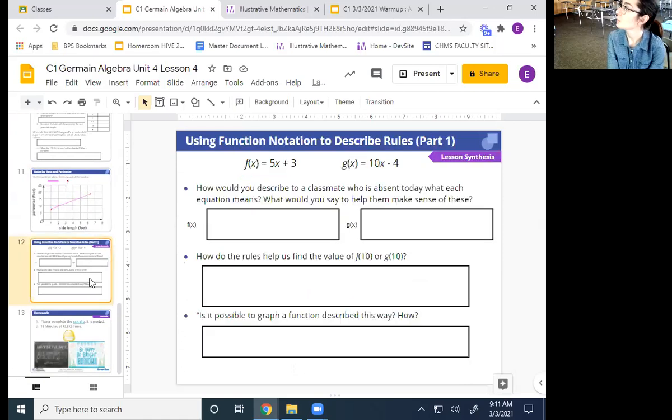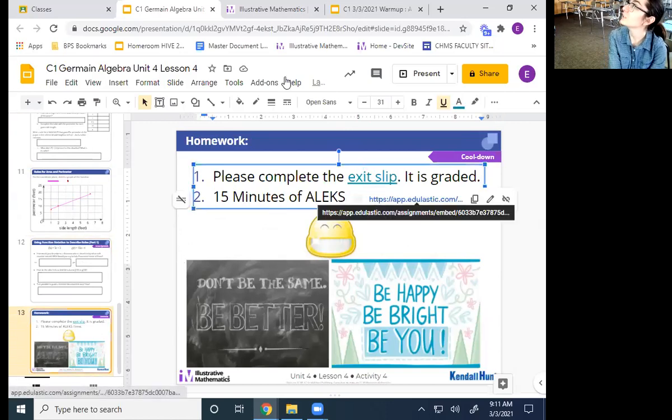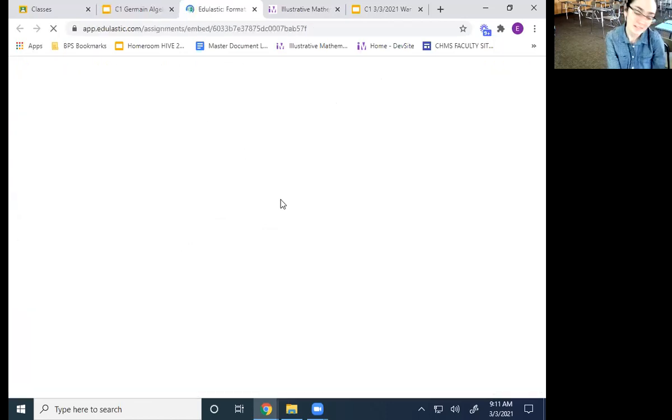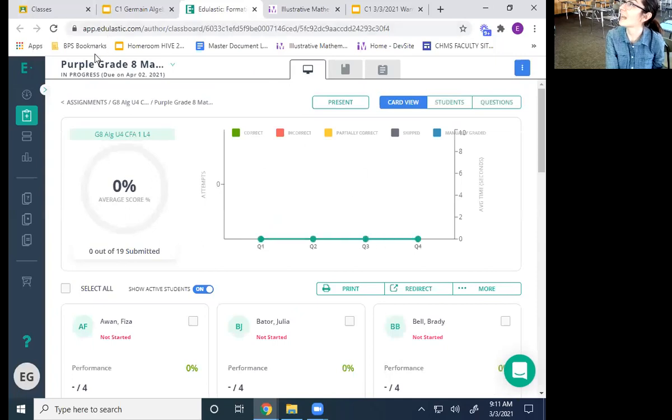Okay, so let me tell you what you're doing for, we're not going to do this today. I'm going to have you jump down to slide number 13. Your slide number 13 has for you this exit slip that you're going to click on. It's going to take you to Edge Elastic, and you will have the opportunity to complete, I think it's 4 questions. I need you guys to do that now to end off this period today.